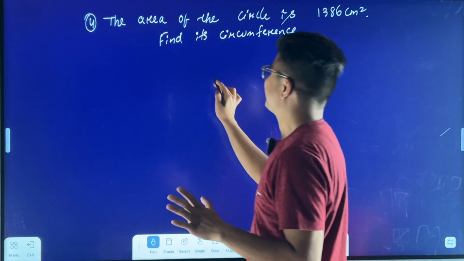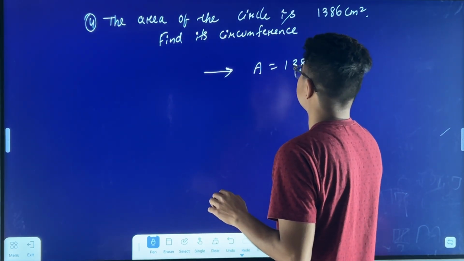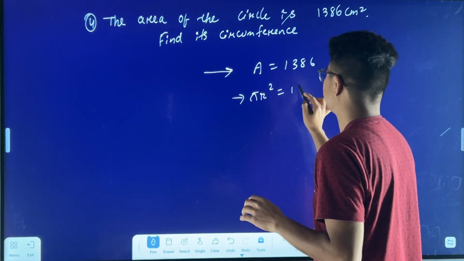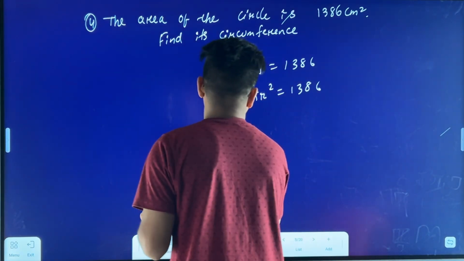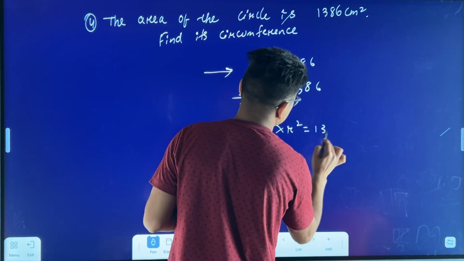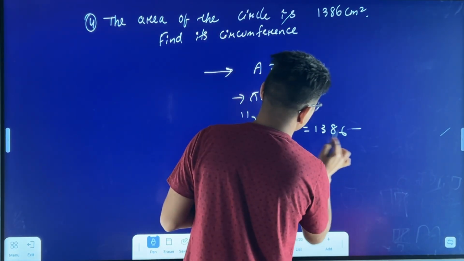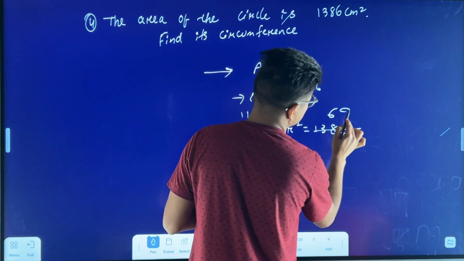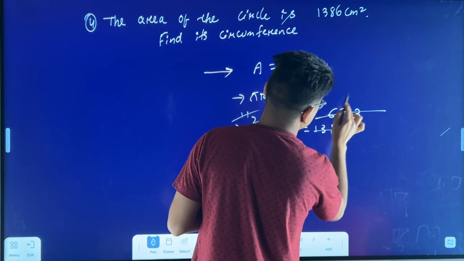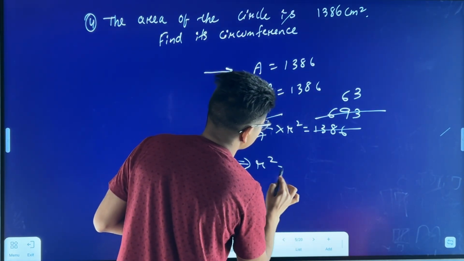Question number 4. What is given? Area is given. Area of the circle is 1386. You need to find the circumference. Area formula is pi r square equal to 1386. Then pi 22 by 7 into r square equal to 1386. Can we cut here? Yes. 2 on the 2, 2 6s are 12, 2 9s are 18, 2 3s are 6. With 11 can it cut out? Okay, 11 6s are 66, 11 3s are 33. Great. And r square equal to 63.